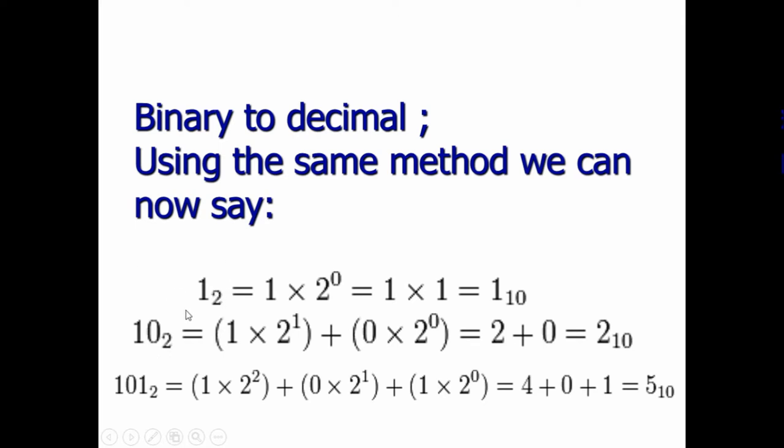1 in the binary system, base 2, is the same as 1 times 2 to the power of 0, and that's 1 in the base 10 or decimal system. So 1 in binary is the same as 1 in decimal. 10 in binary is the same as 2 in decimal. 101 is the same as 5 in decimal.